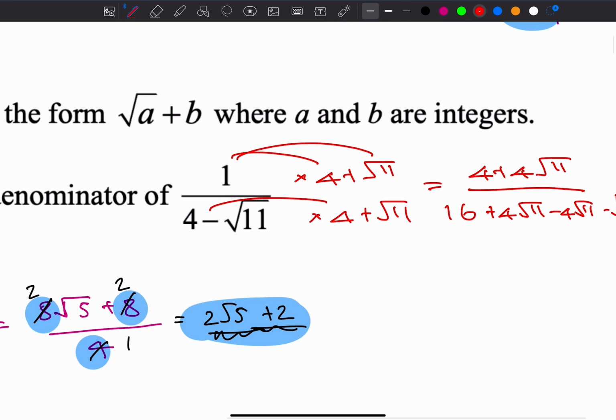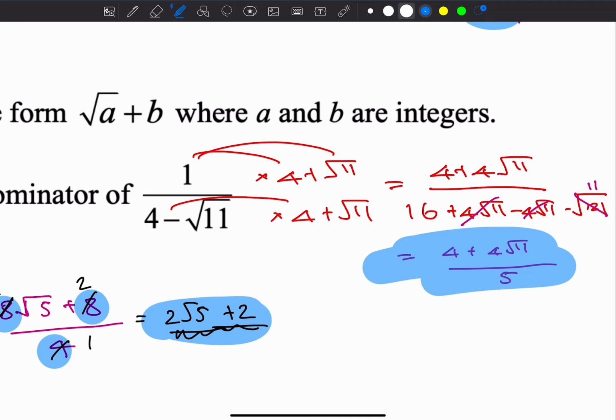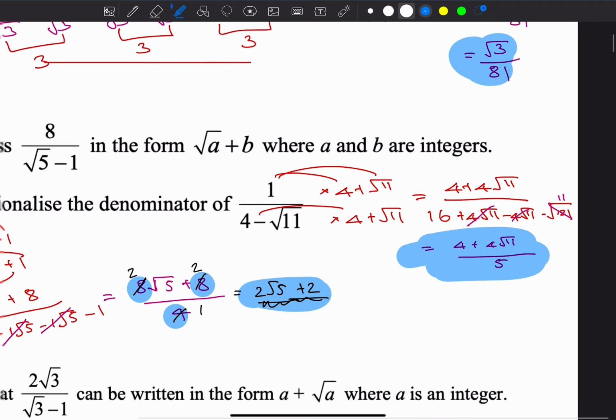And if you do that, is there anything we can do on the top? No. But remember, this and this will cancel. Root 121 is 11, remember. 4 plus 4 root 11 on the top over 16 minus 11, which is 5. Am I allowed to divide these numbers by anything? No, really, no. That will be your finalized answer. Okay.